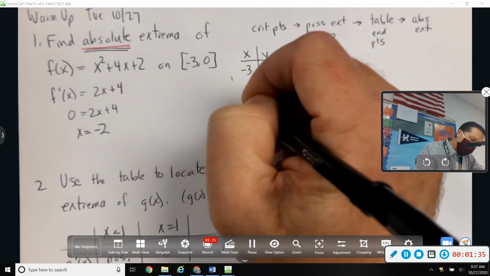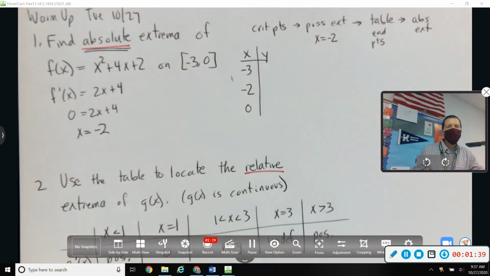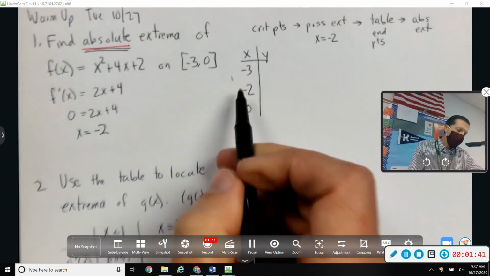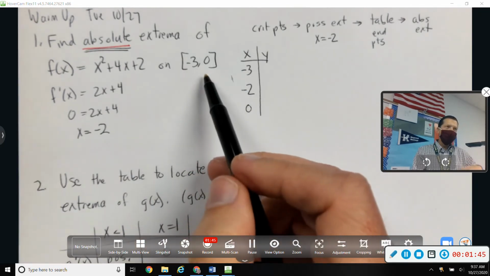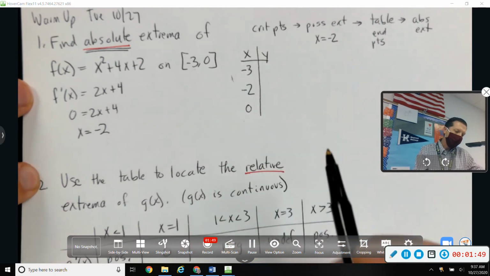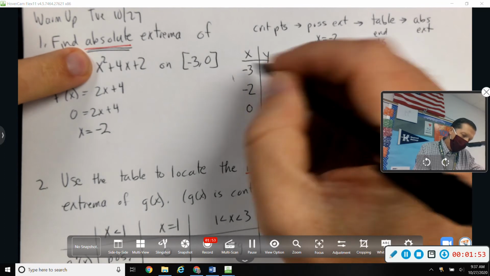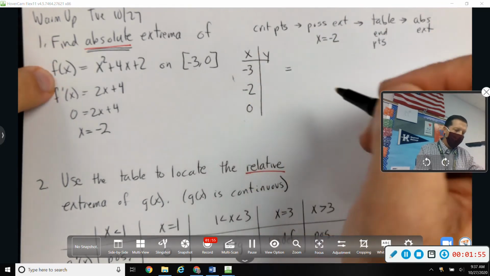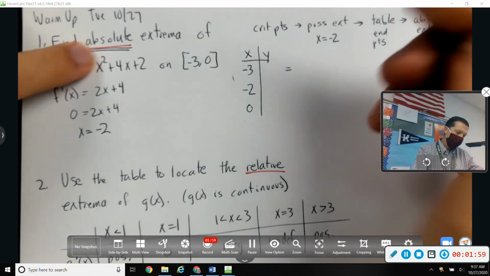So -3 and 0 are the endpoints. -2 is on the interval, so I need to check it. That would be an interesting twist. If one of the critical points wasn't on the interval, then we wouldn't even need to worry about it, because we're only concerned with numbers between -3 and 0. So I'll plug these into f of x, into the original, because I just want to know their y value. Who's the highest, who's the lowest?